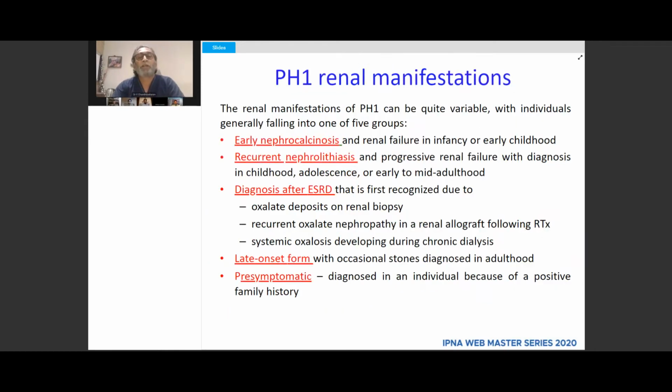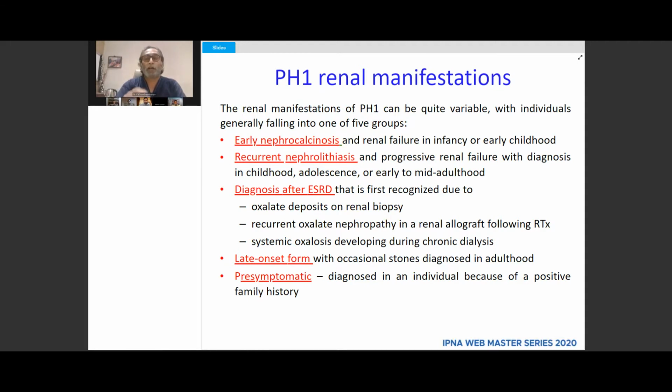The patient profile in PH1 falls into 5 groups. It can be infantile hyperoxaluria with early nephrocalcinosis and renal failure in childhood; recurrent nephrolithiasis with progressive renal failure from childhood to adulthood; first diagnosis at the ESRD stage by biopsy, or identification when the patient has recurrence of oxalate nephropathy in the transplant kidney, or systemic oxalosis which manifests first during dialysis. Sometimes there may be a late onset form with occasional stones diagnosed in adulthood, or it can be pre-symptomatic, diagnosed in an individual because of a positive family history.